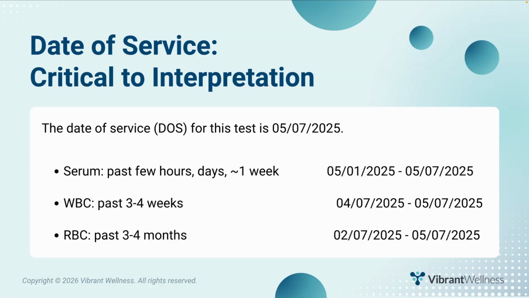Note the date of service is critical to interpretation. The date of service for this test is May 7, 2025. Serum indicates the past few hours, days, maybe up to 1 week micronutrient status, which is May 1st through May 7th. The white blood cells reflect the past 3 to 4 weeks of micronutrient status, so April 7th through May 7th. Meanwhile, red blood cells reflect the past 3 to 4 months micronutrient status, so February 7th through May 7th.